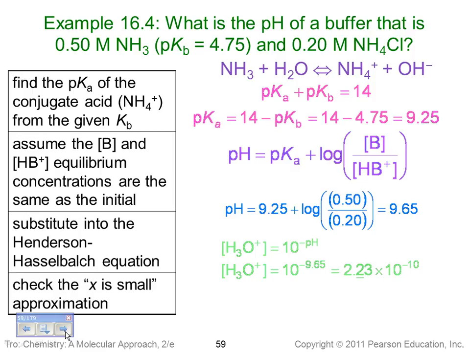pKb is 4.75. Ka is 10 to the minus 9. The concentration of the acid is 10 to the minus 1. Mucho good.